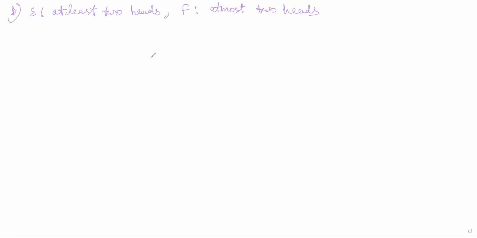So at most 2 hits. Yes, at most 2 hits is 7. Definitely. But then at least 2 hits is 3. At least 2 hits is not 3, I guess. No? I think it should be 4. Yes, sir, it's wrong. It should be 4.